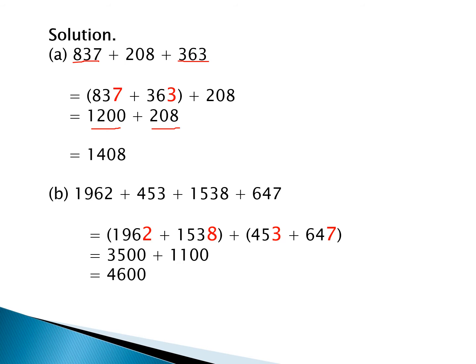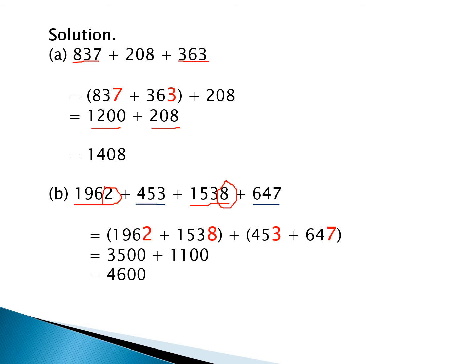Now question number two. Now this question has 4 terms. So which two terms will we add first? Those terms we will add first which will give us 0 at ones place. So if we add 1962 and 1538 together, it will give us 0 at its ones place, because 2 and 8 will give us 0 at ones place. Now second we will add 453 and 647 together, because 3 and 7 will give us 0 at ones place.